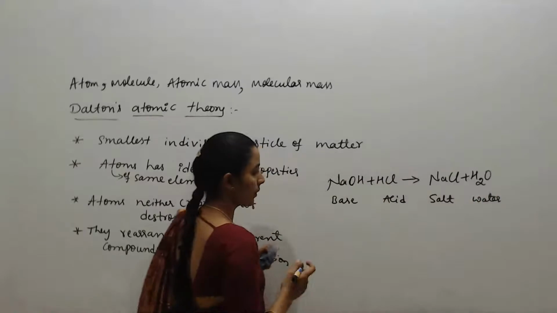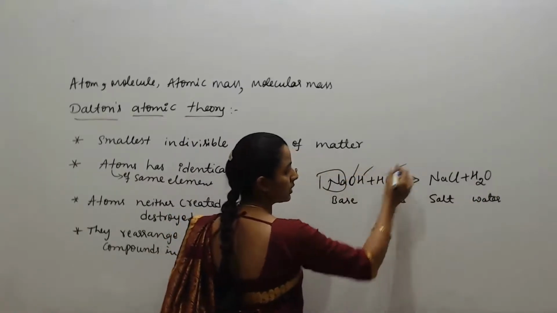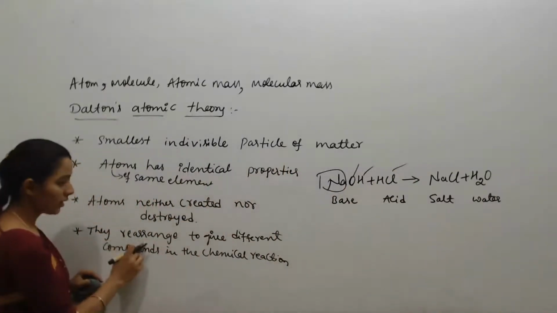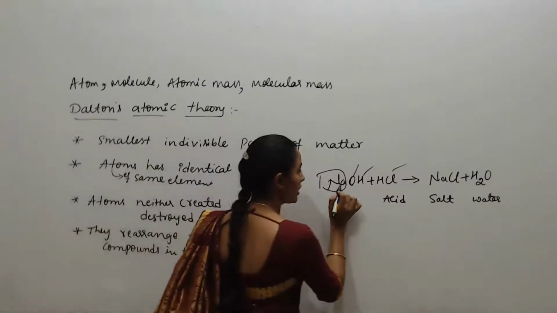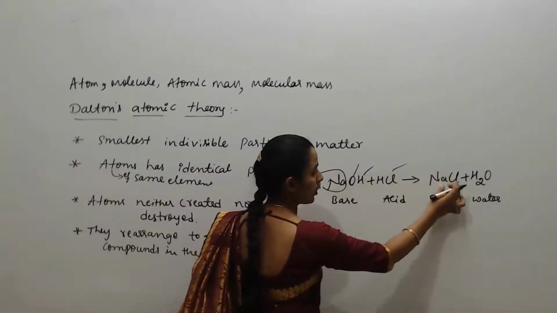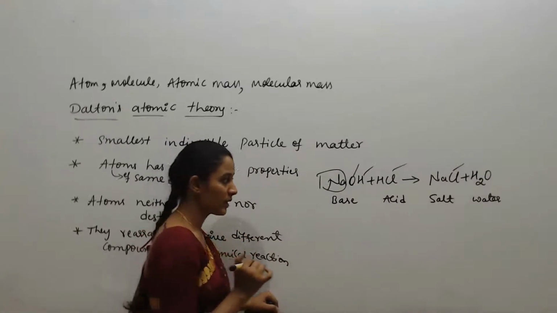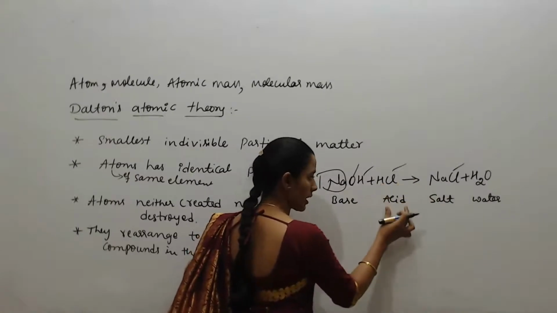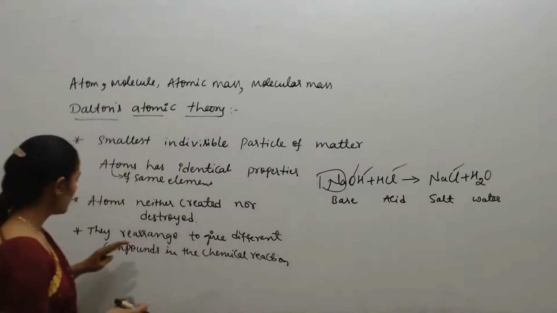Correct? So here what happens? Na is one atom, O is one atom, H is one atom, Cl is one atom. Here rearrangement of atoms takes place. They rearrange to give different compounds in the chemical reaction. So your Na is there, along with Na, OH is there, but here Na in the product is replaced by what? Cl. So the rearrangement of the atoms takes place to give different compounds. This character is acid, this character is salt. Okay, this is the last one.